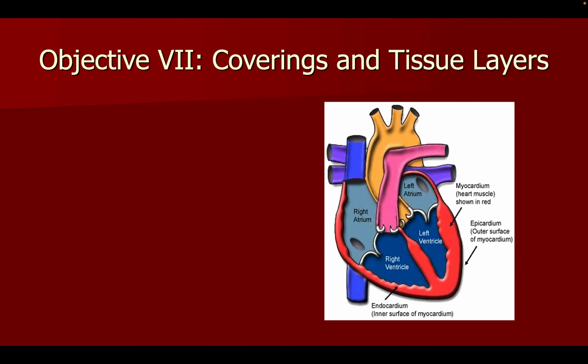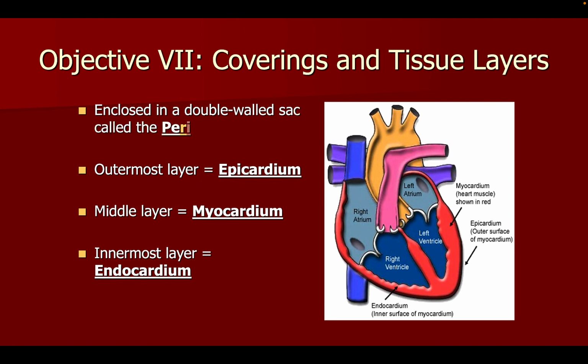And now we can talk about our coverings and tissue layers. Our heart is enclosed in that double-walled sac called the pericardium. All right, so we kind of went over that already. When it comes down to it, our outermost layer is called the epicardium. You have a really nice picture of this in your lab printout that I have for you. The epicardium is the outer surface of the myocardium, which is the middle layer.